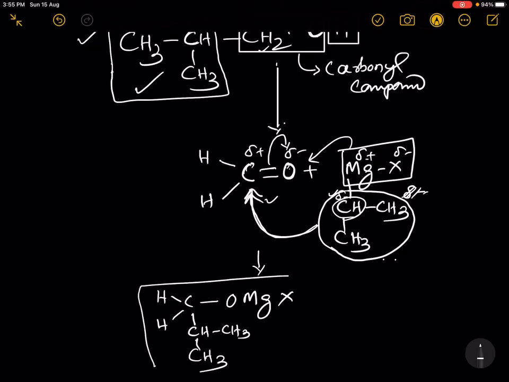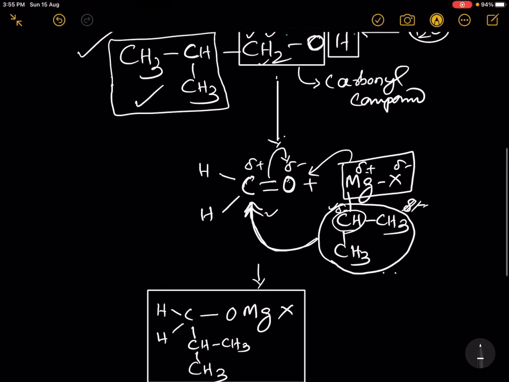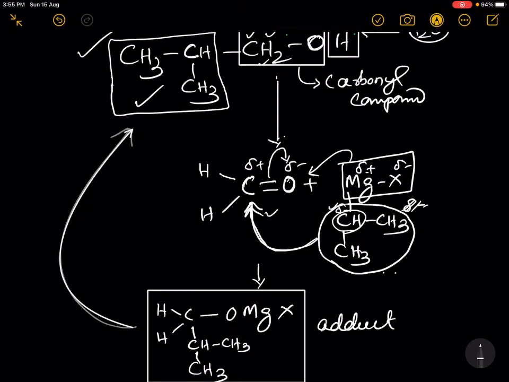This is the adduct formed during the addition reaction. This adduct on hydrolysis gives the said alcohol. You see, during hydrolysis you will give water in acidic condition. This O is bonded to H, and OH is bonded to MgX, and the product is used.